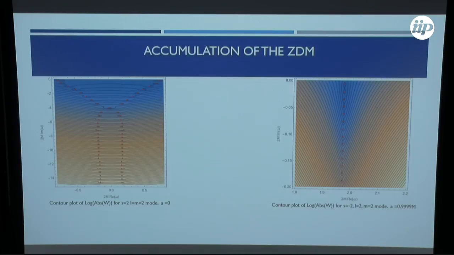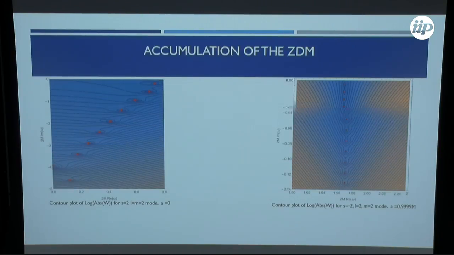So here is just to point out the accumulation of the points. Here is the Schwarzschild case, and here is the near-extremal Kerr case. If I zoom into the first 10 modes, we can see by the imaginary axis the accumulation at this point. What happens is that they are accumulating at this point that is actually the superradiant bound frequency. That is the limit of whether you can have superradiance in your Kerr black hole.